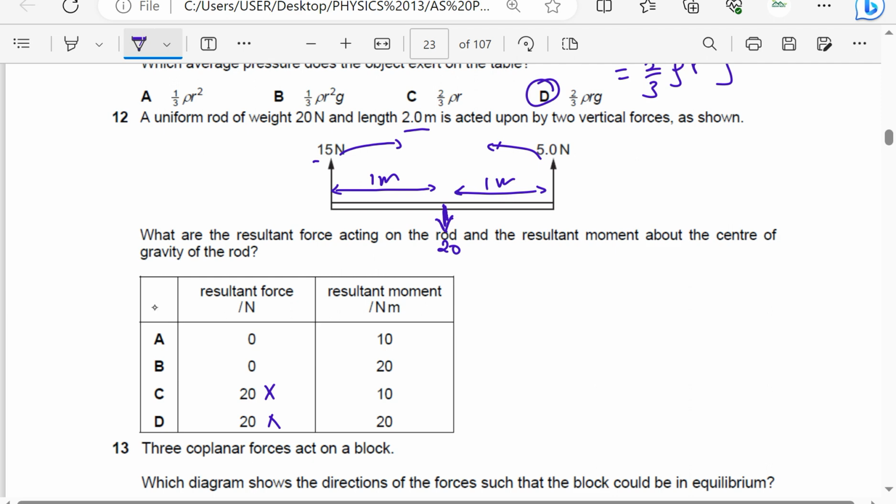What is the resultant force acting on the rod and the resultant moment about the center? 20 newtons will have no moment if we take moments about the center. 15 newtons causes 15 times 1 about the center, that is clockwise, minus 5 newtons causes 5 times 1, which makes the resultant to be 10 newton meters. So the answer is going to be A. No resultant force because total force upwards is 15, total force downwards is 20 newtons.